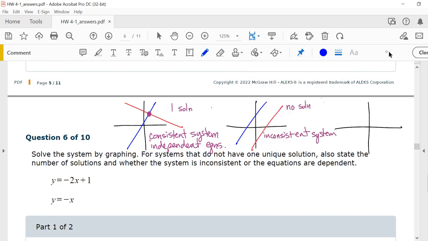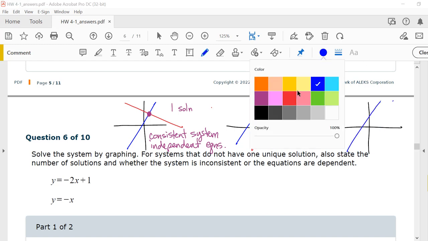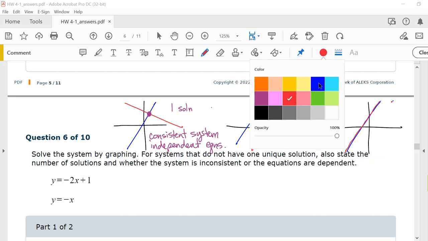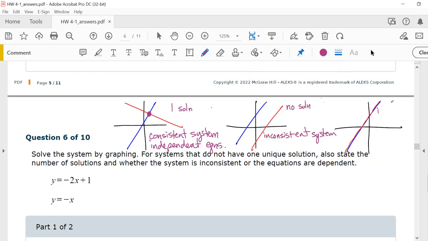If we had a system where the lines coincided, so they were the same line, we would say that that system has infinitely many solutions. This is a consistent system with dependent equations.